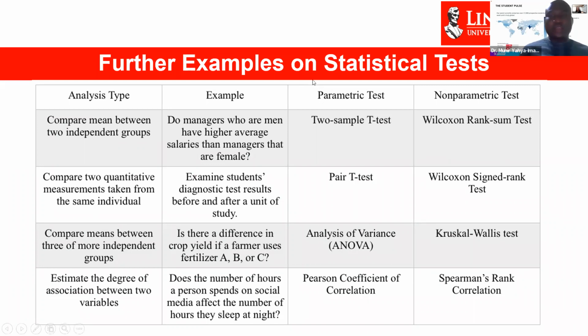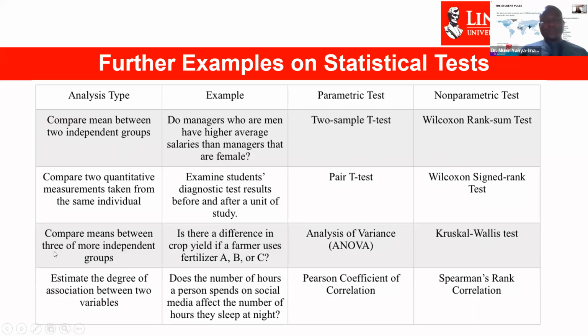So as a result, if you are to use the parametric test, then you'll be using the paired t-test. And this was the example we had just now. Then if you are to perform a non-parametric test, let's say your data do not fulfill those two conditions, say your data is not normally distributed, then you can use the Wilcoxon signed-rank test.